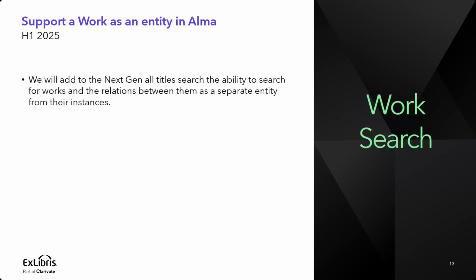An additional aspect of linked data: right now, as I mentioned, we're working on the instance level, which is parallel to the bib heading. We would like, at the beginning of 2025, to create a work search, which means adding to the next generation All Titles search the ability to search for a work and the relations between the works and between the works and the various instances, and creating a separate entity for the work from the instance.